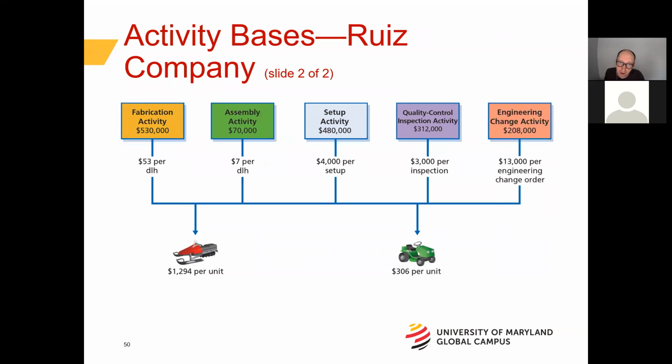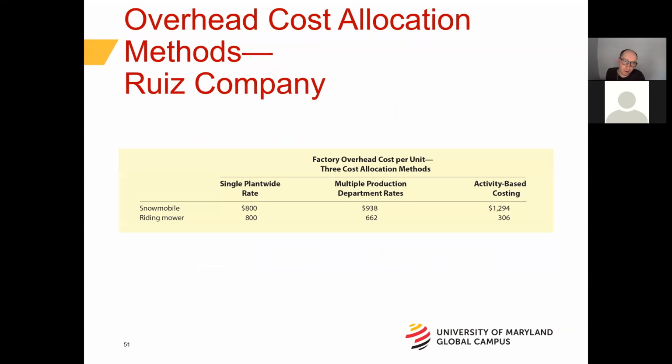We can compare, ultimately, and this slide just kind of recaps the allocation for each activity. We can compare that activity-based costing method to multiple production department rate and single plant-wide rate through distortion. We see 1,294 compared to 938. That's much higher for snowmobiles. And riding lawnmowers 306 compared to 662, much lower for riding lawnmowers.